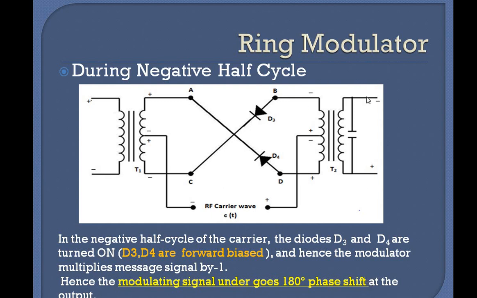And at which center tap? At the T2 center tap, we are getting the output with 180 degrees phase shift. Clear? I'll repeat it once again. In the negative half cycle of the carrier, the diodes D3 and D4 are turned on. It means they both are in forward bias. D1 and D2 will be in reverse bias. They both are off, and hence the modulator multiplies the message signal with -1. So your modulating signal undergoes 180 degrees of phase shift at the output, and that output is given at the second center tap. Clear?